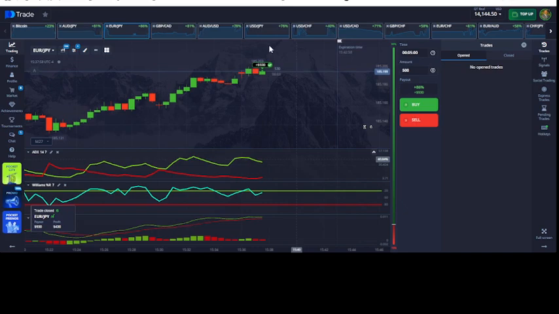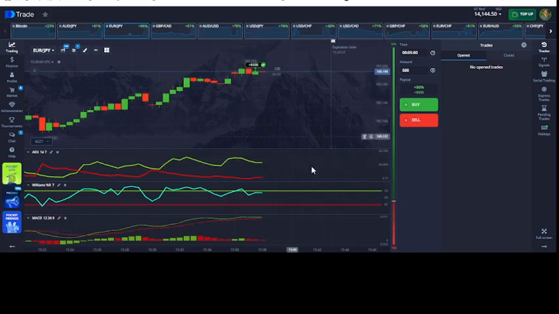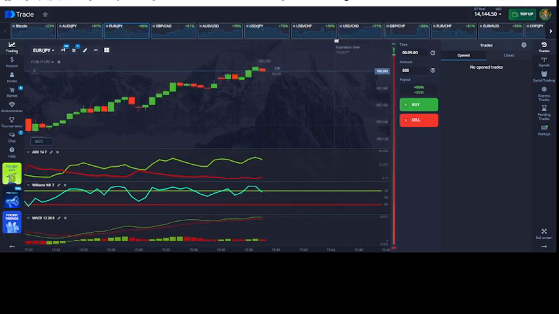Okay, great. So that trade was in the money. The quant engine is performing so far so good. So let me pause the video and look for the next signal.